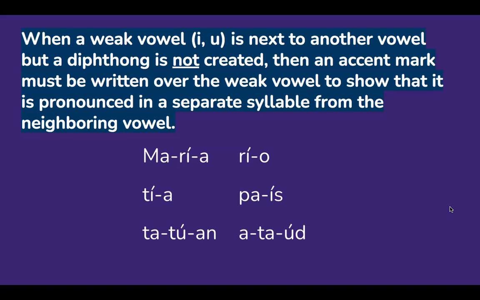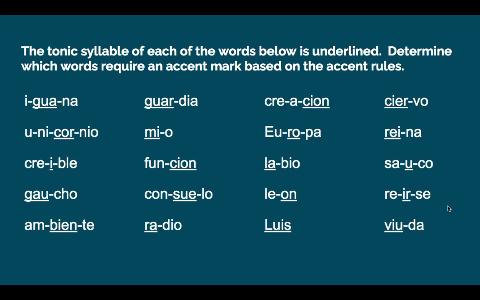The accent is going to be written on the weak vowel to separate it from the strong vowel, or from the vowel next to it. So here is a list of words. I have underlined the tonic syllable of each of the words below. Determine from what I have just said which words require an accent mark based on the accent rule.